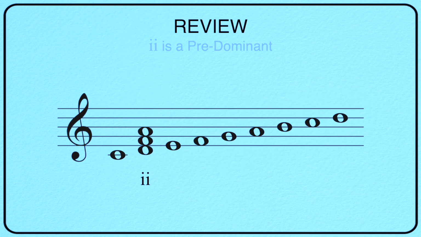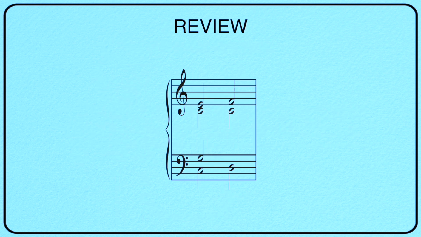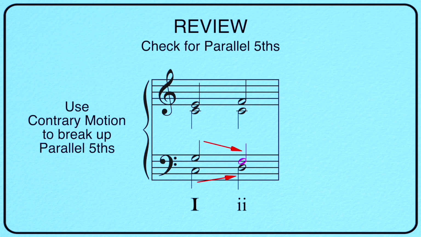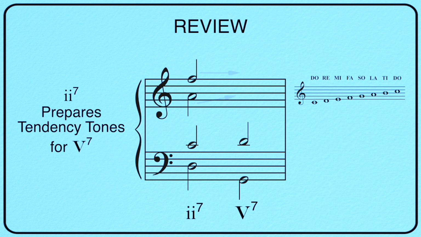Okay, a little review. The 2 chord is most often seen as a preparation for 5, so don't go from 2 back to 1. Next, when going from 1 to 2, beware of parallel fifths, most often between the root and the fifth of each chord. Contrary motion is a great way to avoid parallel fifths, as is using inversions of 1 and 2. Then, keep careful track of your voice leading. The 2 chord sets up the tendency tones in the 5-7 chord that follows.